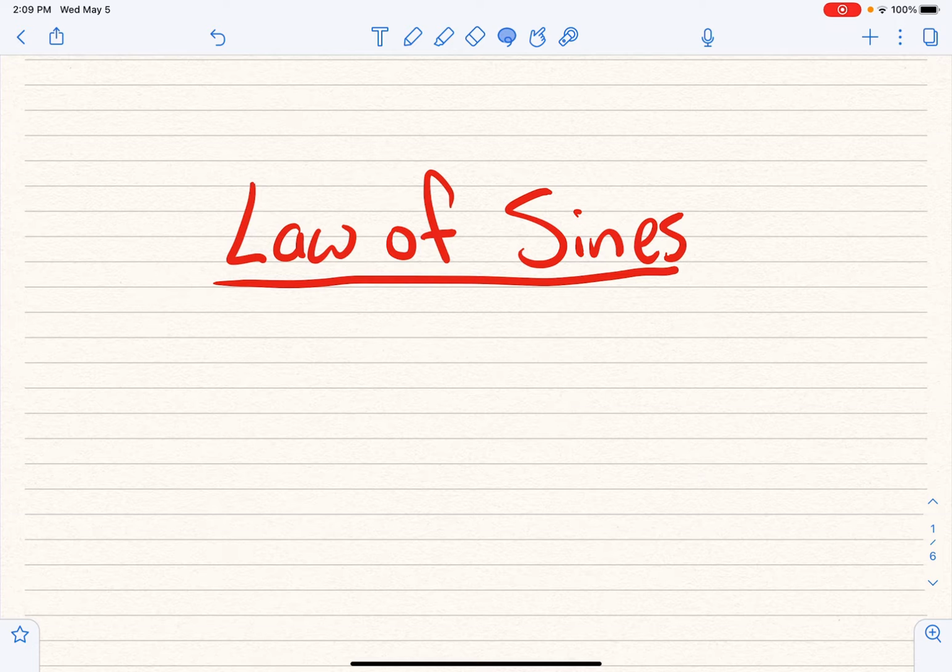So today, as you can see, we're going to talk about the law of sines. So if you don't yet have something with which to write and something on which to write, go ahead and get it out so we can talk about the law of sines.